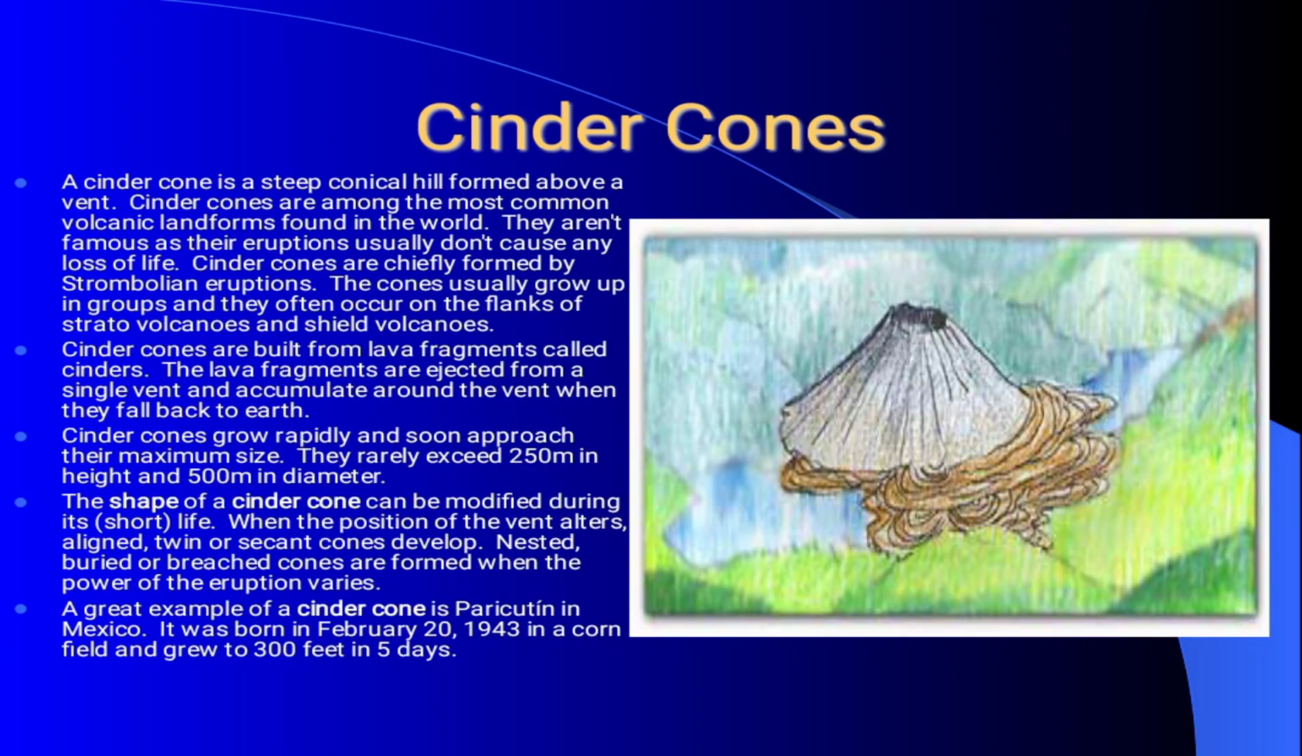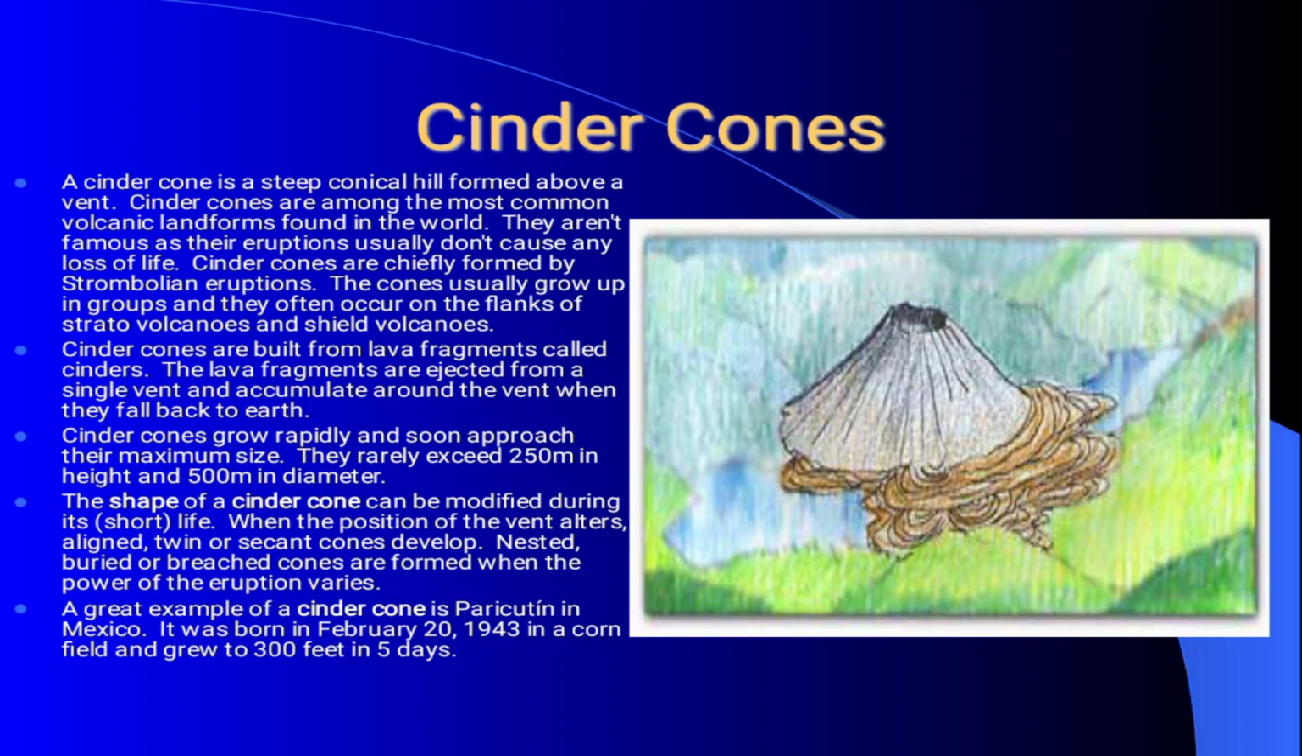Cinder cones are built from lava fragments called cinders. The lava fragments are ejected from a single vent and they accumulate around the vent when they fall back to earth. Cinder cones grow rapidly and soon approach their maximum size. They rarely exceed 250 meters in height and 500 meters in diameter. The shape of a cinder cone can be modified during its short life when the position of the vent alters.